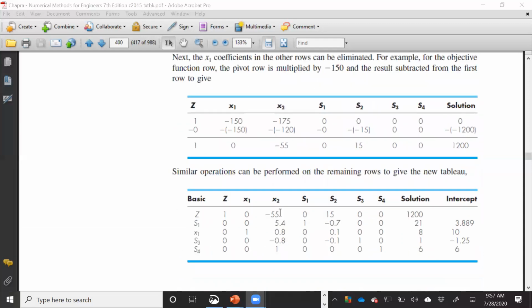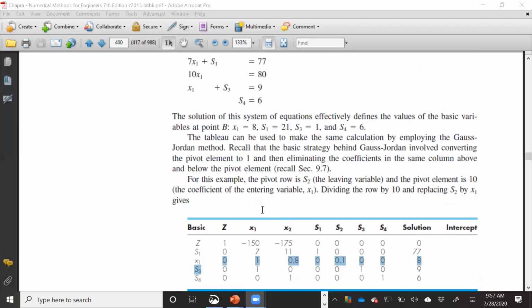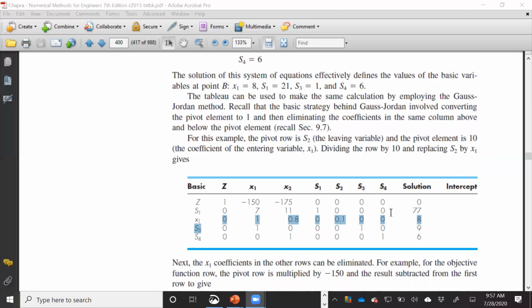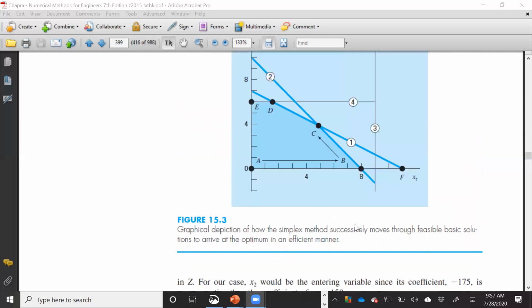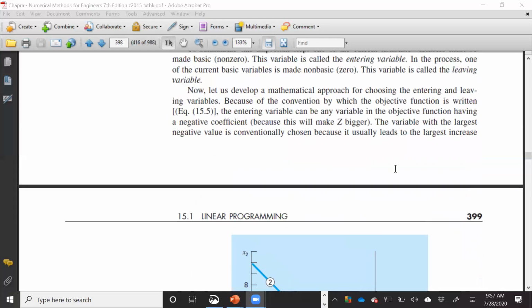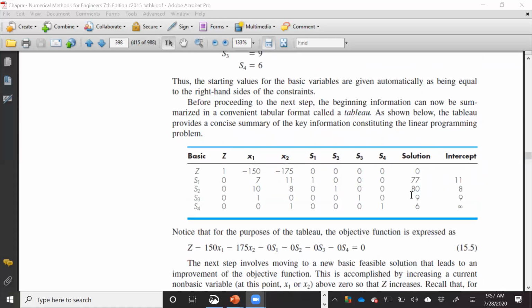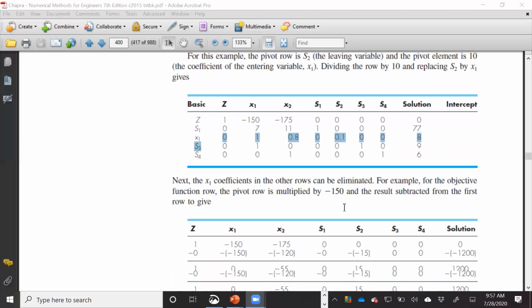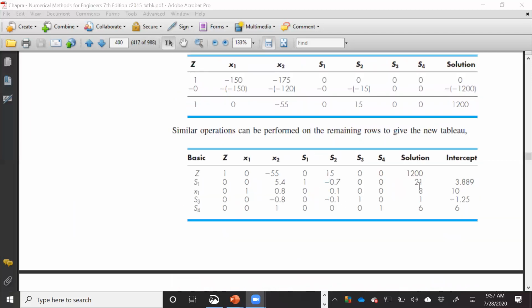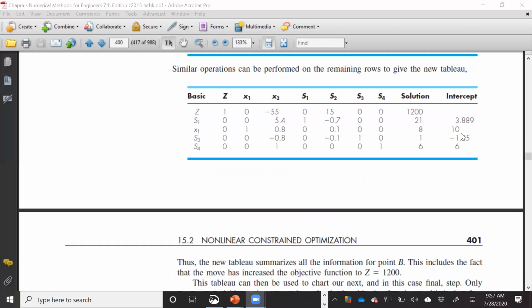In the first table previously you divided by x1. The value of x1, which is 77 divided by 7, 80 divided by 10, 9 divided by 1. So this time you will take the new solution divided by x2. So 21 divided by 5.4, 8 divided by 0.8, 1 divided by negative 0.8, and 6 divided by 10. You will get the new value of intercept.